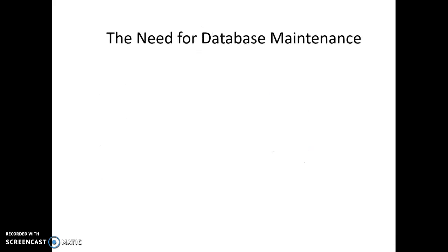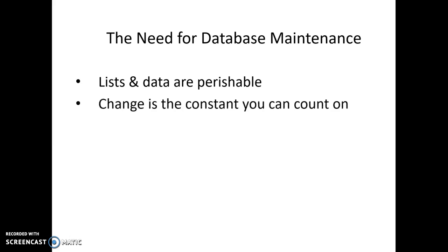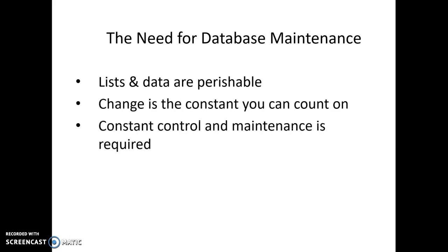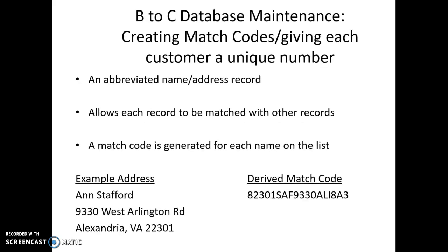Also want to make the point that databases need to be maintained, that lists and data are perishable. People move, people die, oh dear. Change is the constant you can count on. You need constant control and maintenance. And one thing that people do to maintain is what's called a merge purge, where you're making sure you don't have the same person listed 2 times, the way my public library does.